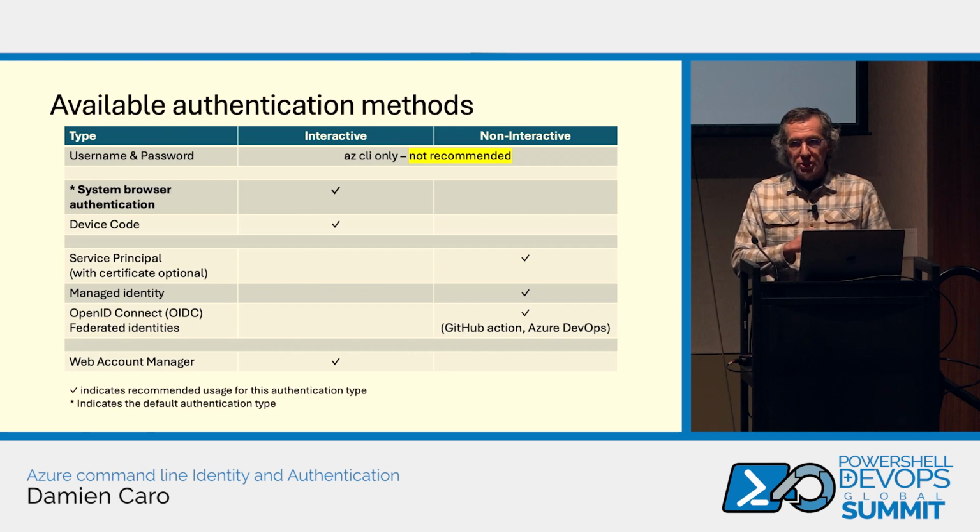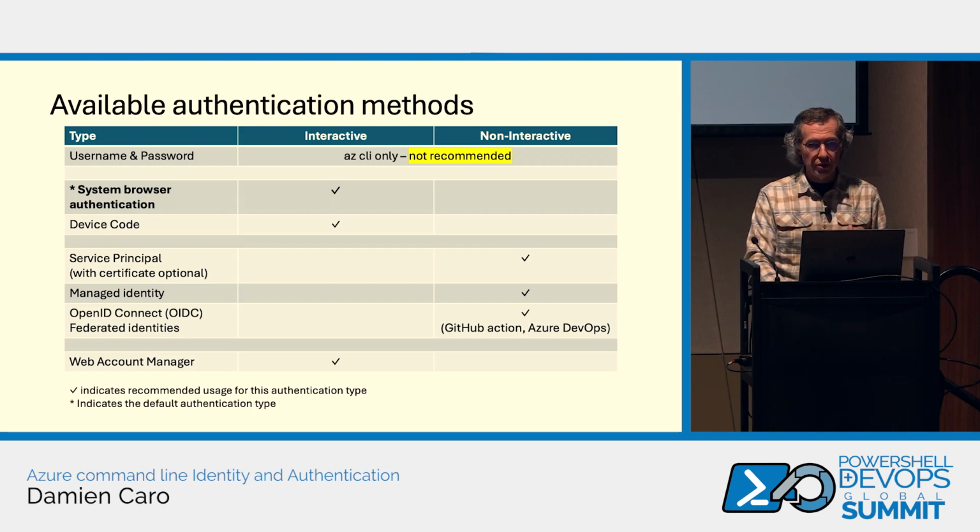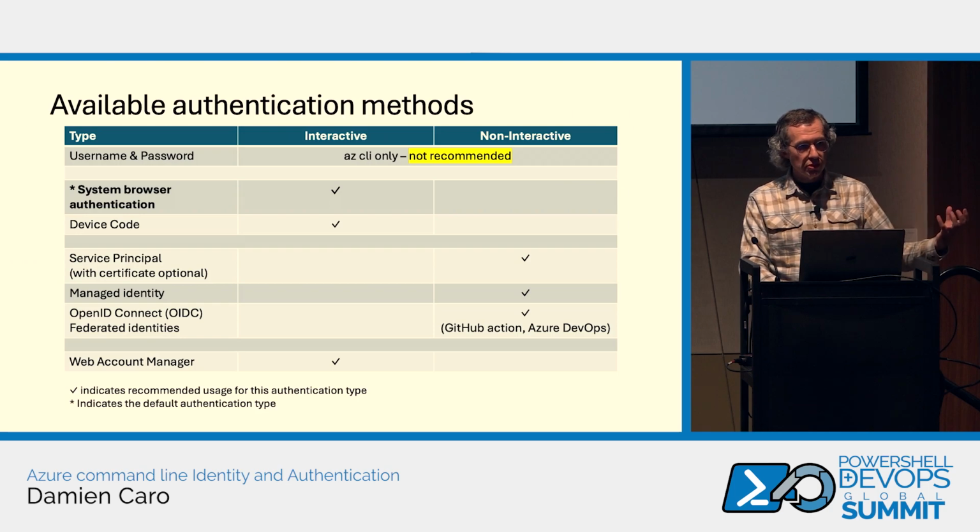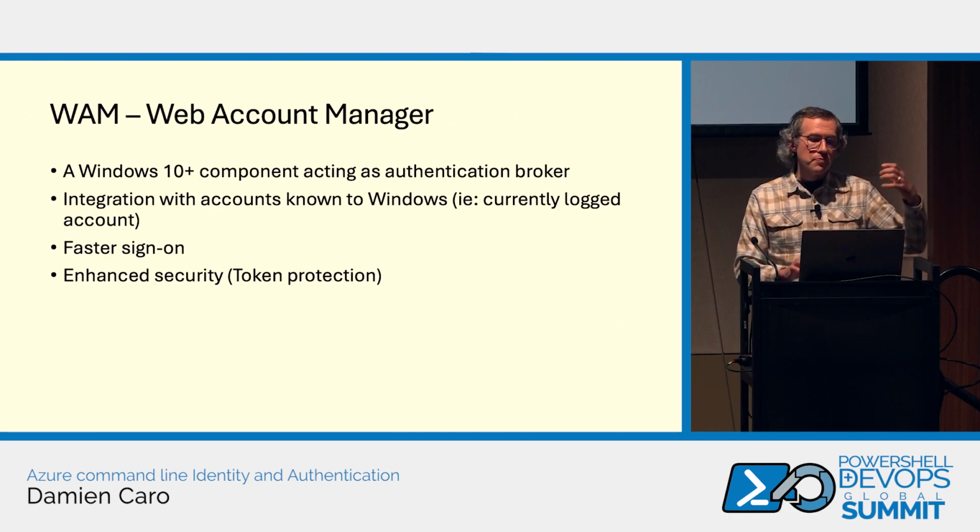And the last one, which has been in preview for about a year now, is what we call WAM, short for Web Account Manager. WAM is basically a broker that allows you to use your Windows account to store the identities that we use to Azure. Here it is. It's only on Windows today. It's Windows 10 plus, so anything above Windows 10, it will work on those environments. It will act as that broker for auth, and it will take your login account.